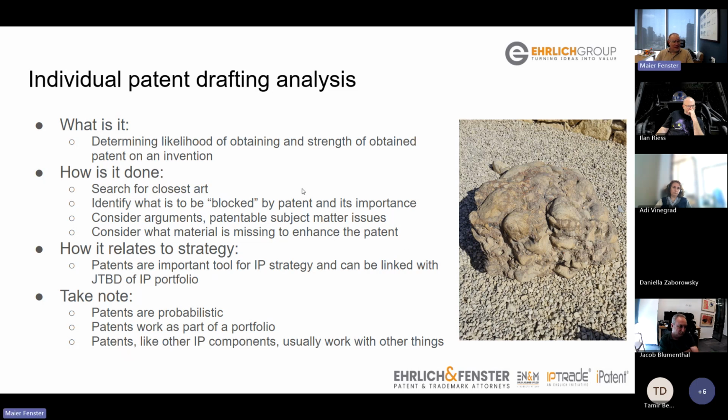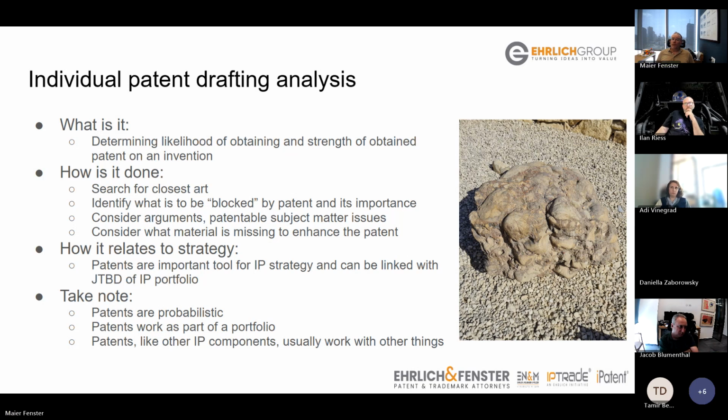Sometimes we draft a patent application. And before we draft the individual patent, we can analyze it to death about doing the best job possible. And the question we're trying to answer is, how likely are we to get it, and how strong will it be when we get it, for any particular invention?